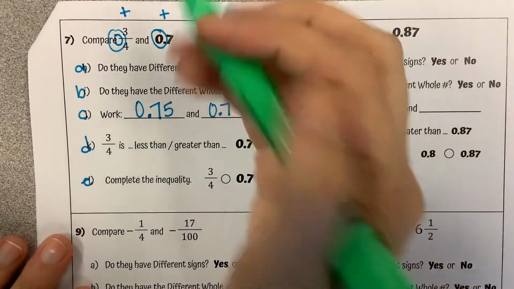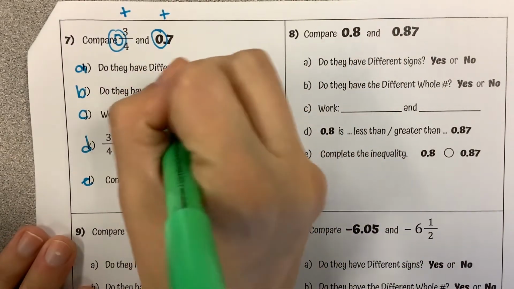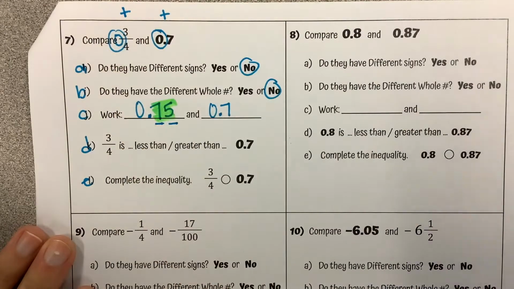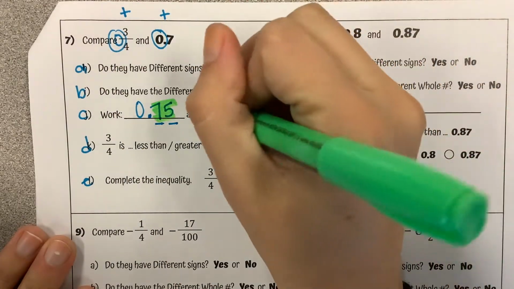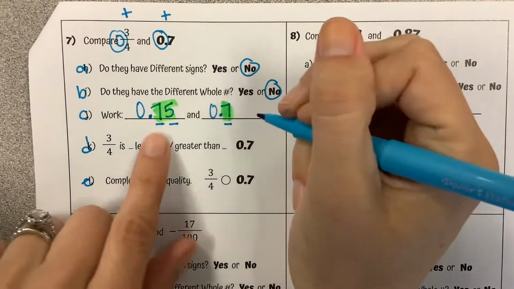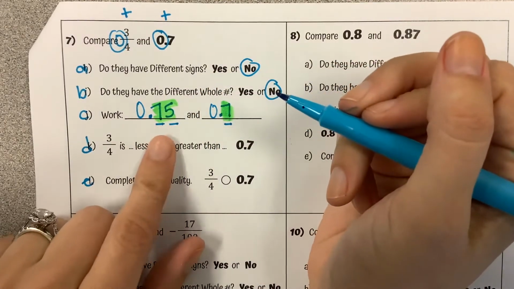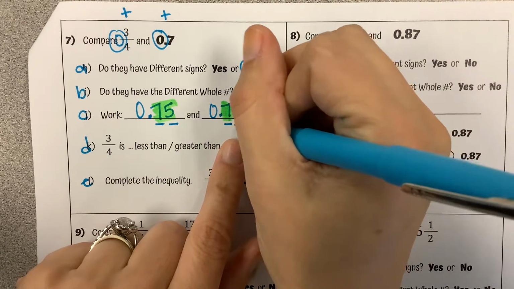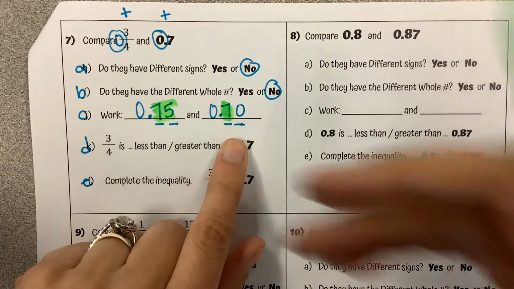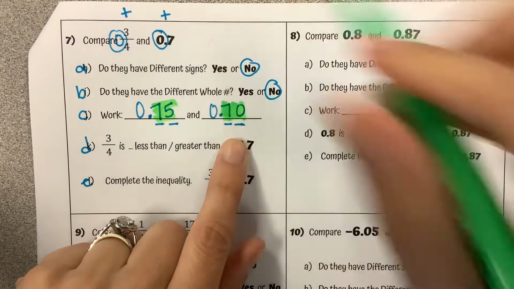And now we're gonna compare. This first one has 2 numbers to the right of the decimal, 1, 2. This second number only has 1 number to the right of the decimal. They have to have the same amount. So if this one has 2 and this one only has 1, I need to add a 0. Now I can compare the two.